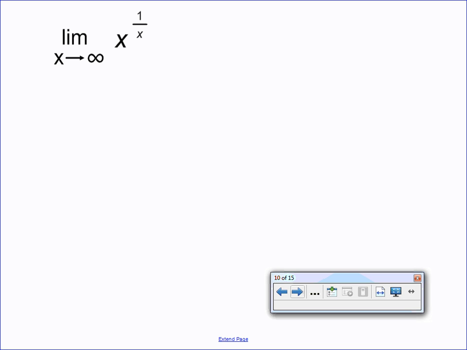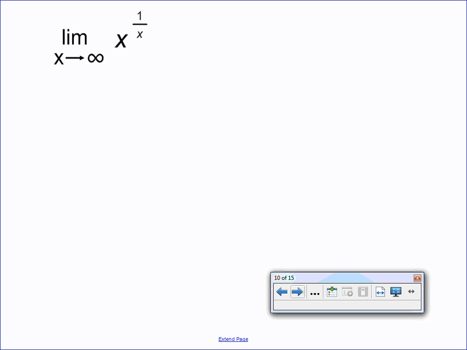If everybody could please find day 5. I did include an indeterminate power because this will be similar to the technique we learned 2 class periods ago in order to rewrite as one of our indeterminate forms. So here we go. The limit as x approaches infinity, this will be the last one we do together today, of x to the 1 over x.